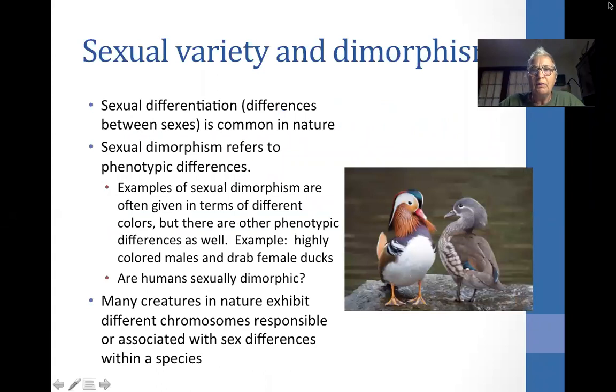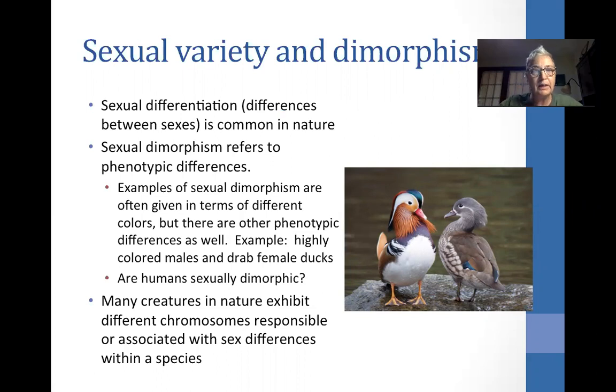A lot of what we're going to talk about is the genetics of how sex is determined. And in general, sexual variety and what we call dimorphism are very important in the maintenance of species and our evolutionary histories, both our species and other species that we share the earth with. Sexual differentiation or dimorphism is a term that is used to describe differences between the sexes. And sometimes it's very obvious, and sometimes it isn't.